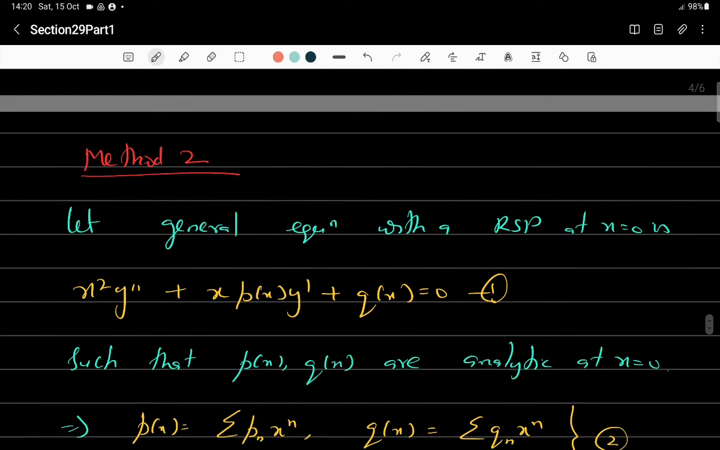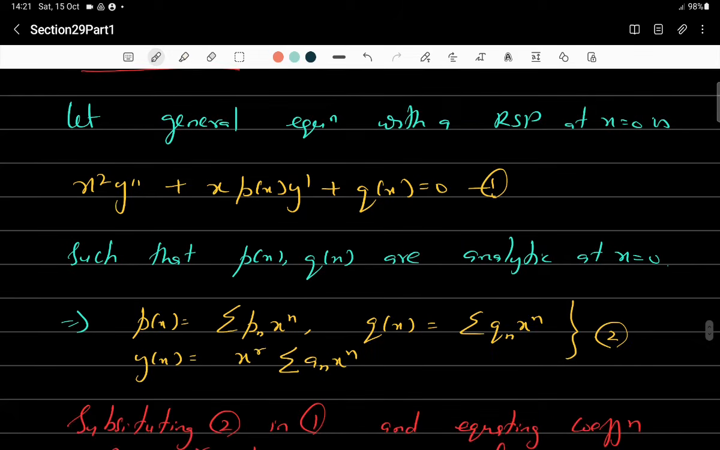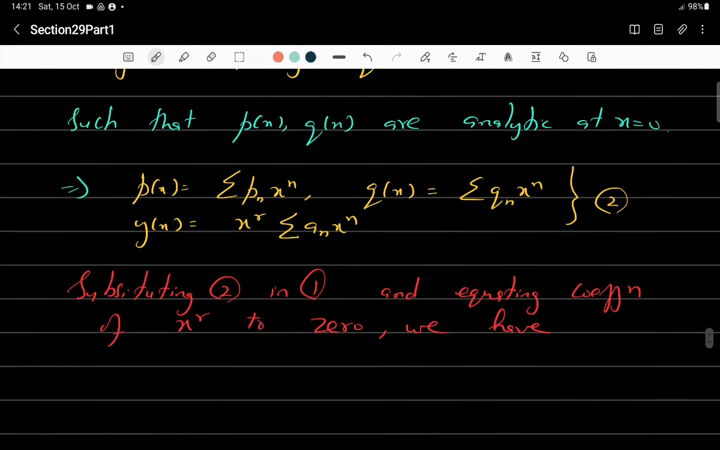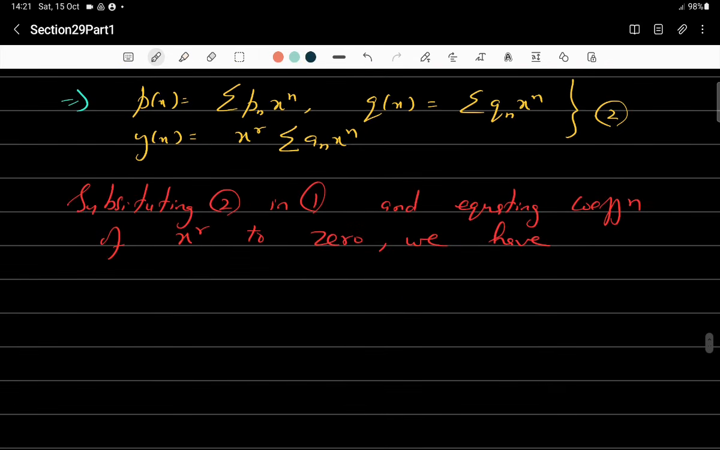So I am just proposing this method to find the indicial equation only about x equal to 0. The previous method is more generalized, but it may take a little bit more time if we just have to find the indicial equation. Since p and q are analytic, there is a power series expansion for p of x and q of x, and x equal to 0 is a regular singular point, therefore y of x is x raised to the power r summation a n x raised to the power n.